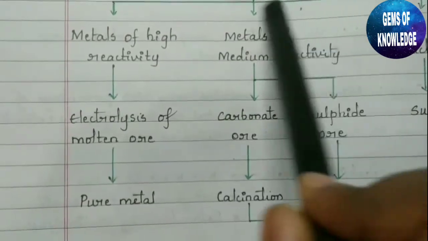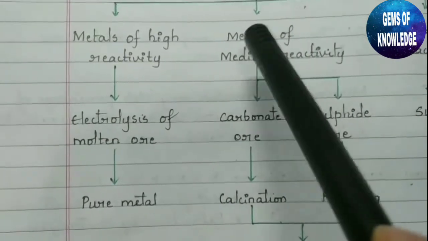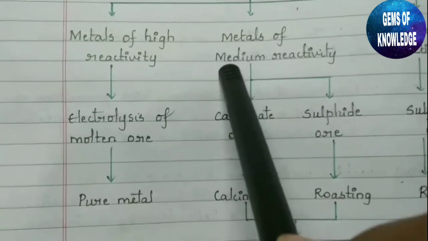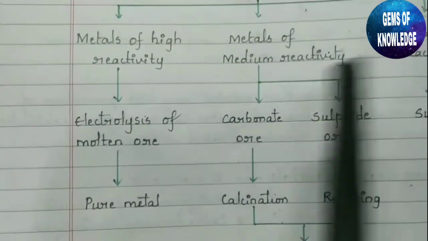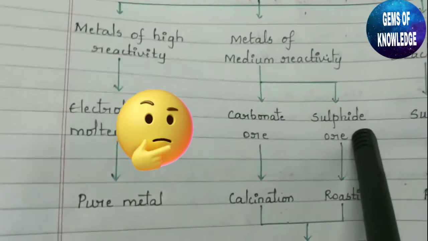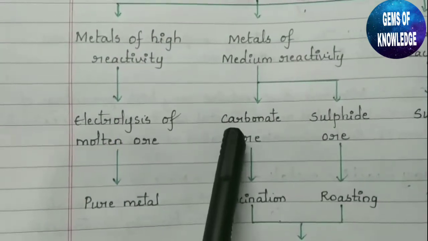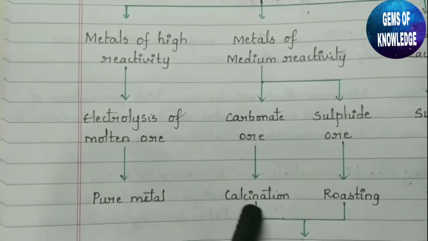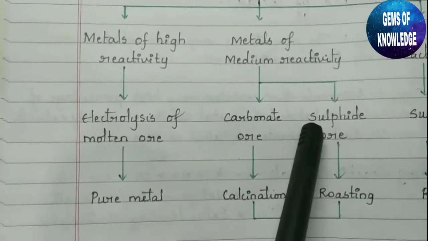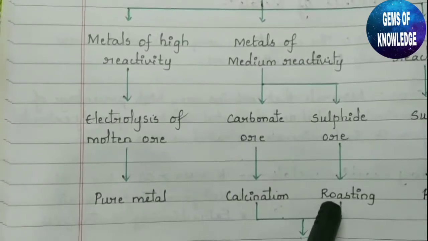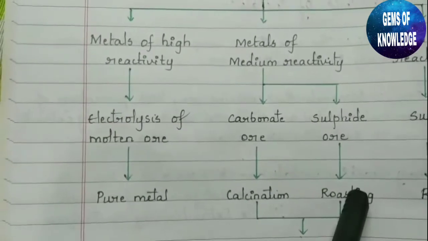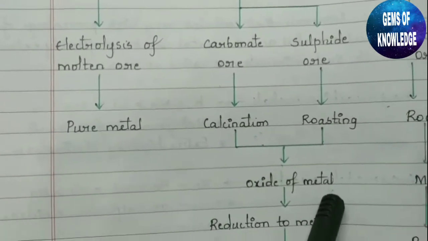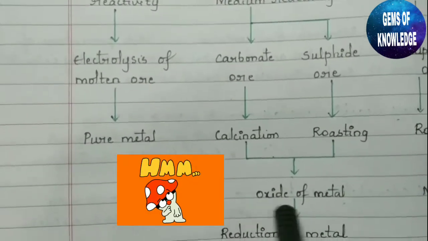Now we are going to look at the metals of medium reactivity. When metals with medium reactivity are found in nature, they are in 2 types of ores, either carbonate ores or sulfide ores. When they are in carbonate ore, there is a process called calcination, and when they are in sulfide ore, a process known as roasting. These are the 2 processes by which we can get the oxide of that metal.